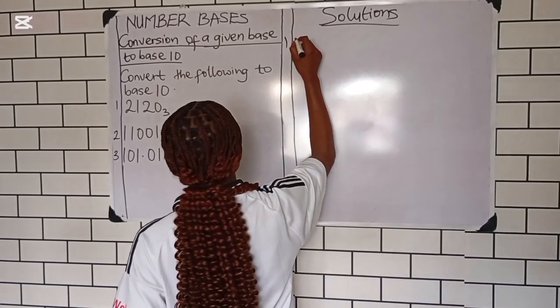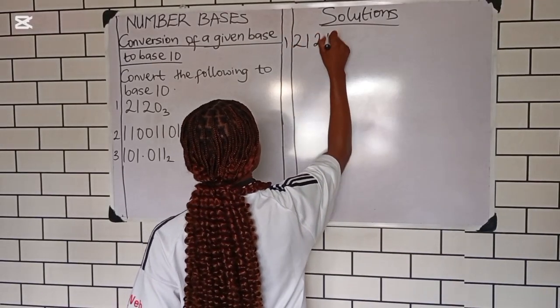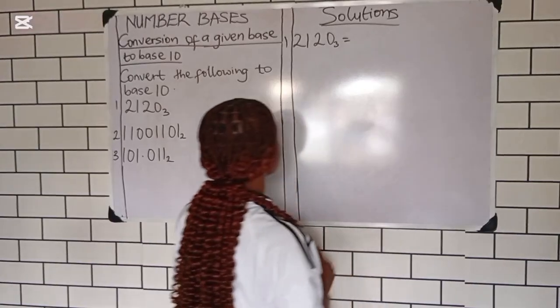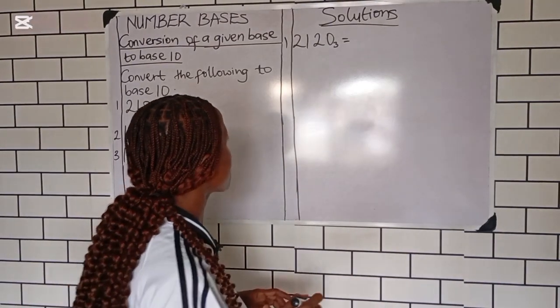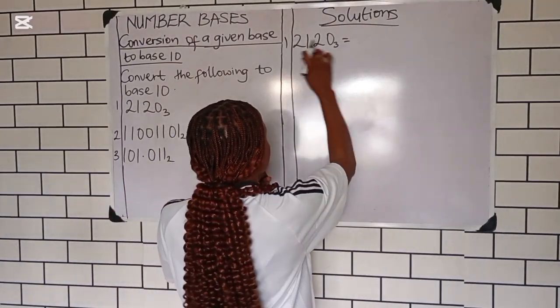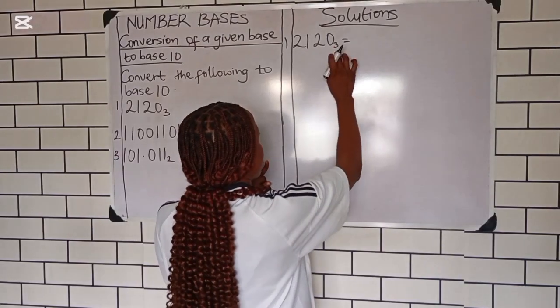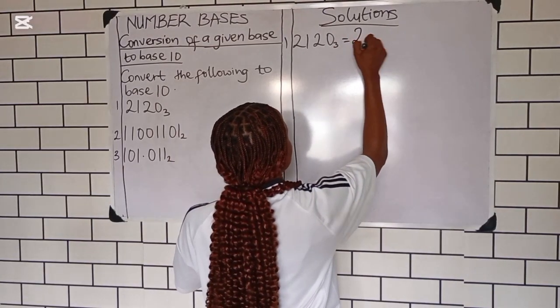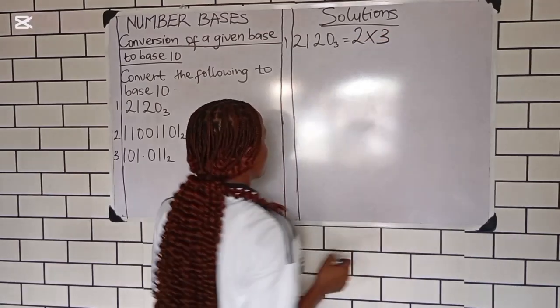Number 1, we have 2120 in base 3 is equals to. Now converting this number to base 10, what we have to do is use all these numbers and multiply this 3 here, which is the base number. We have 2 times 3 raised to power.